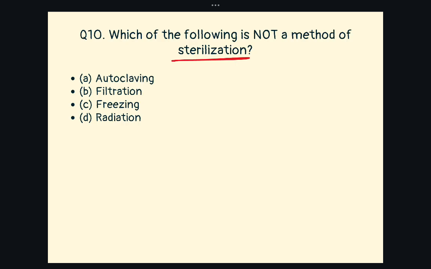Now talking about filtration. It removes microbes by passing a liquid or gas through a filter with tiny pores. It does not kill any microbes. It just physically removes them. Viruses are very small, and bacteria can pass through some filters also. So filtration is the correct answer. It is not a method of sterilization.